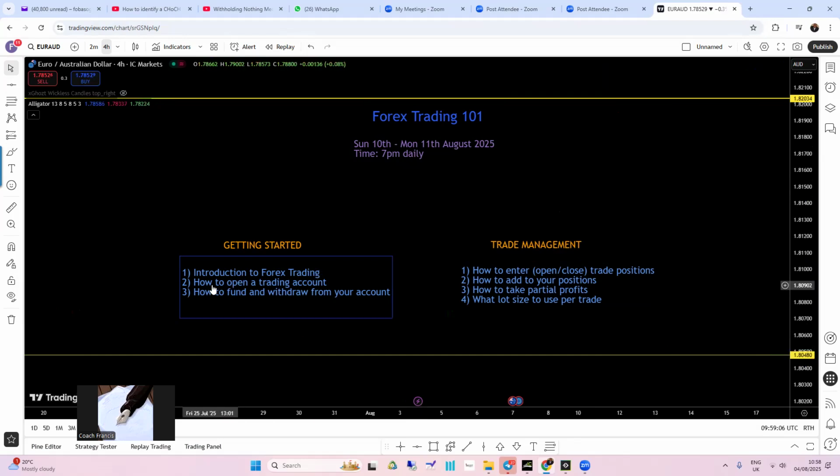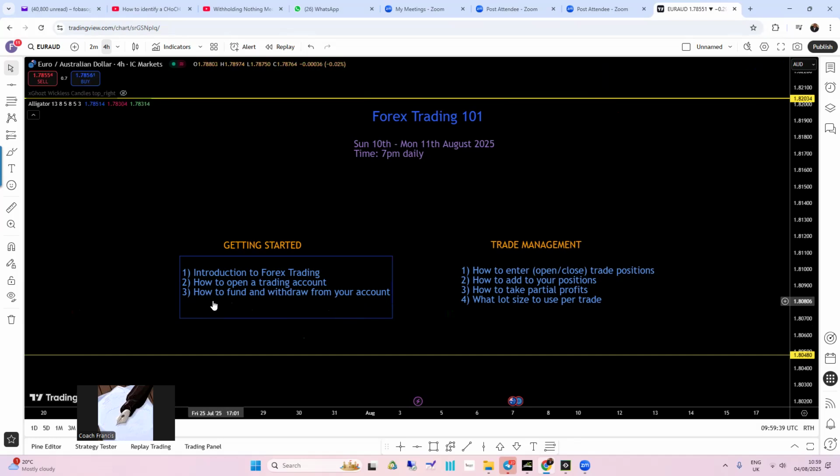Then we will be showing you how to open a trading account, because if you're going to trade, you need to open a trading account, so you can have access to that platform I showed you just now, the MetaTrader platform. Then, once you've opened your account, you would also learn how to fund the account and withdraw money when you are in profit, or whenever you want to, you can do that freely.